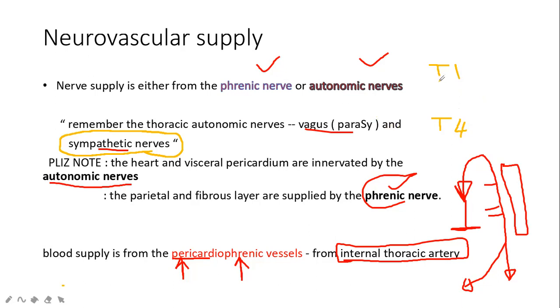But there's something interesting. T1, T2, T3, and T4 are the sympathetic nerves that supply the heart and also carry the pain sensations. This is what actually happens: T1 and T2 give branches that also supply the upper limb, remember? But specifically, I want to talk about T2.